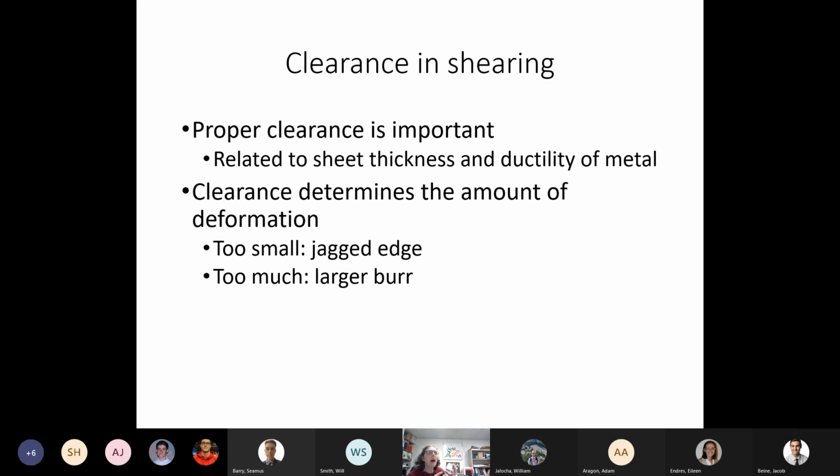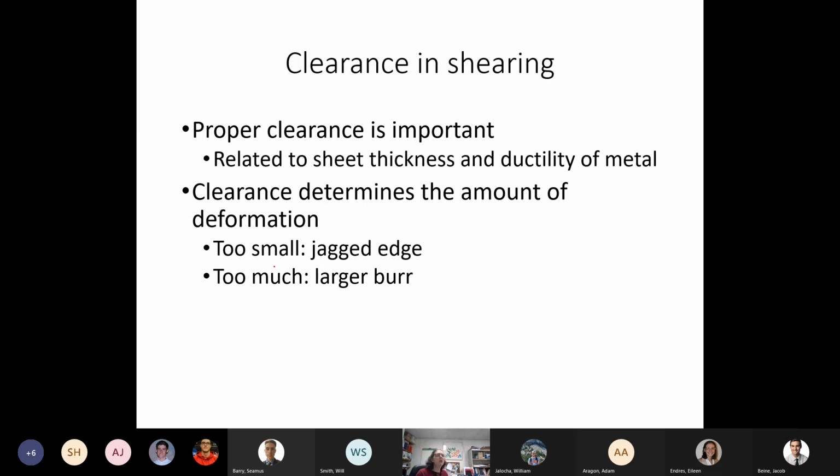Well, that means that if we are on the shop floor and we change materials and either the thickness of the material changes or there's a significant change in the ductility of the material, that particular press and die may not work effectively because the clearance is somewhat dependent on the situation. The clearance actually determines the amount of deformation.